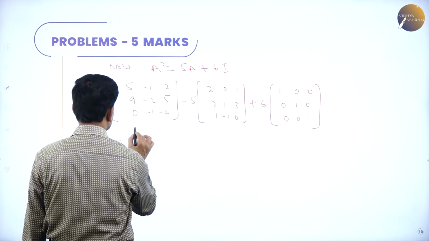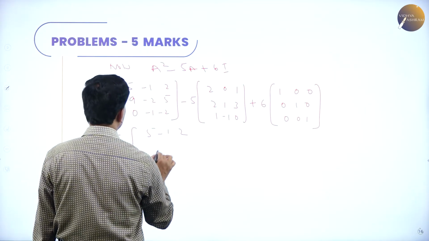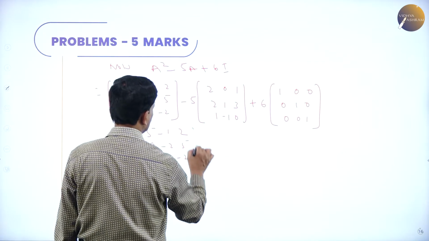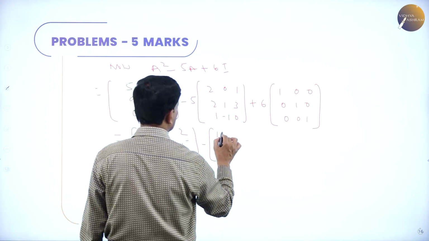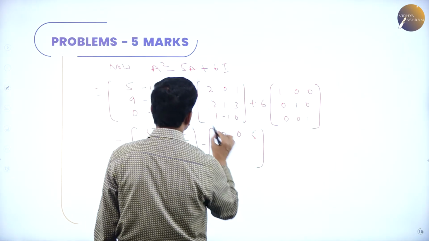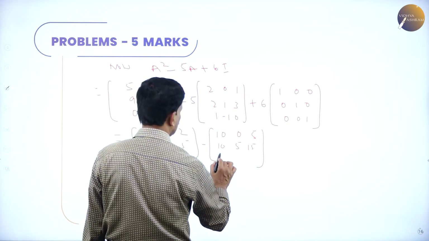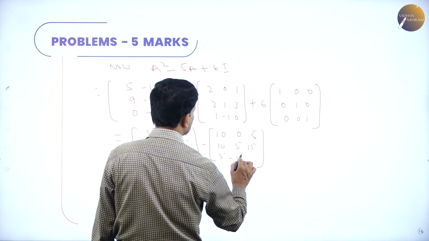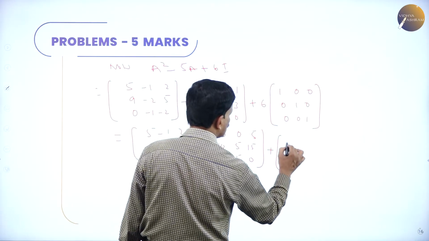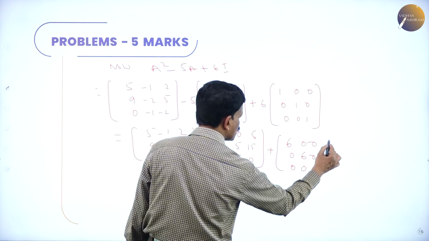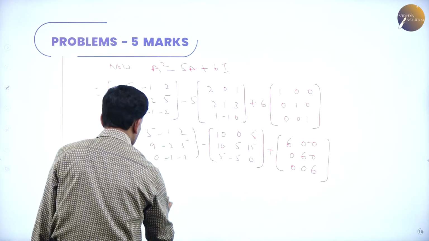Just keep this as it is: [5 -1 2; 9 -2 5; 0 -1 -2]. Multiply this with 5: 5 2s are 10, 0 and 5. Again 5 2s are 10, 5 1s are 5, 5 3s are 15. Then 5 1s are 5, minus 5 and 0. Multiply with 6: 6 0 0, 0 6 0, 0 0 6. Okay. Now just subtract these two first.